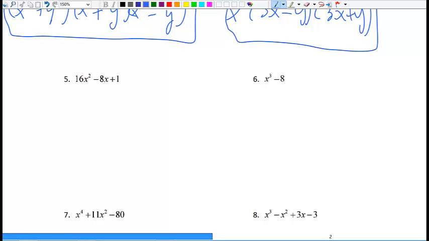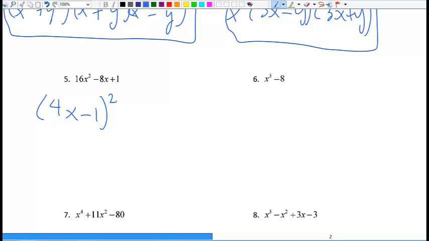Okay, going on. Oddly enough, number 5, we actually are looking at an illustration of a perfect square. If I look at 16x squared, I can square 4x, and if I double that, I get 8. So that would be positive 8, but with the minus sign, that just means there's a negative there. So this factors into 4x minus 1 squared.